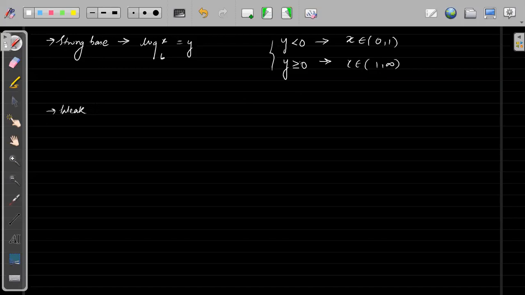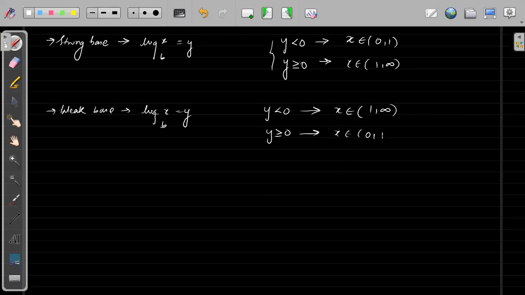For weak base, suppose log of x base b is equal to y. For weak base, y will be less than 0 for which values of x? Y is less than 0 for which values of x? 1 to infinity. Very good. Y is greater than or equal to 0 for which values of x? X belongs to 0 to 1.